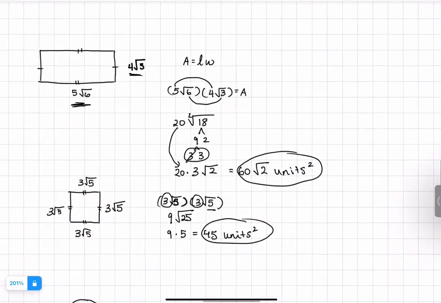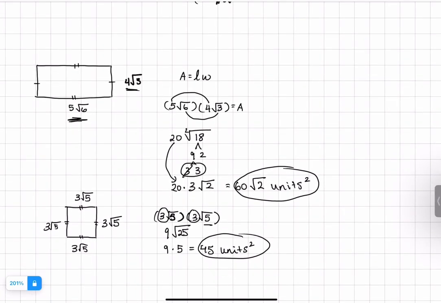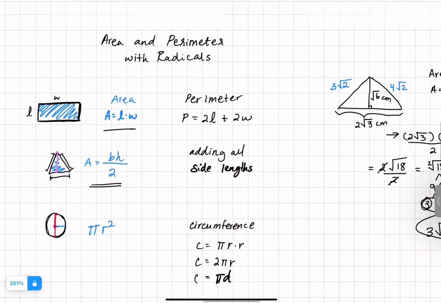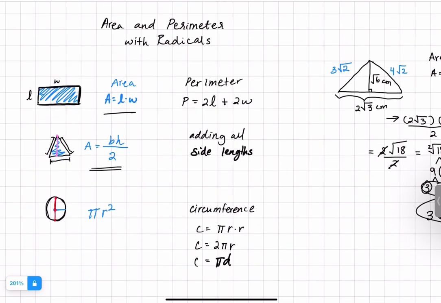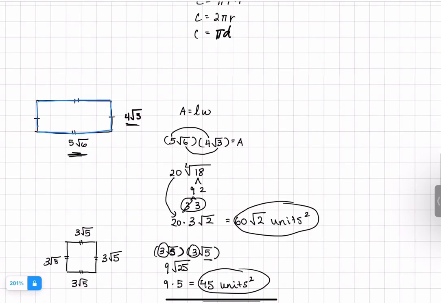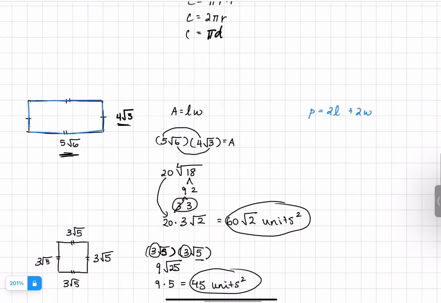Going on to our second example, which is the rectangle. The perimeter of a rectangle is 2 times length plus 2 times width. So 2 times length plus 2 times width equals perimeter. We know that the length is 5 root 6, so 2 times 5 root 6 plus 2 times 4 root 3 equals P.